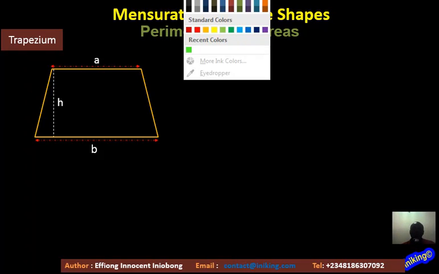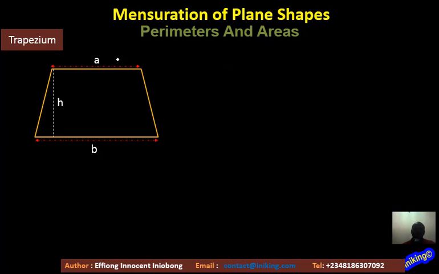So let's change the color of the pen. This side is parallel to this other side. And that's the basic thing about a trapezium. Find the area of a trapezium.